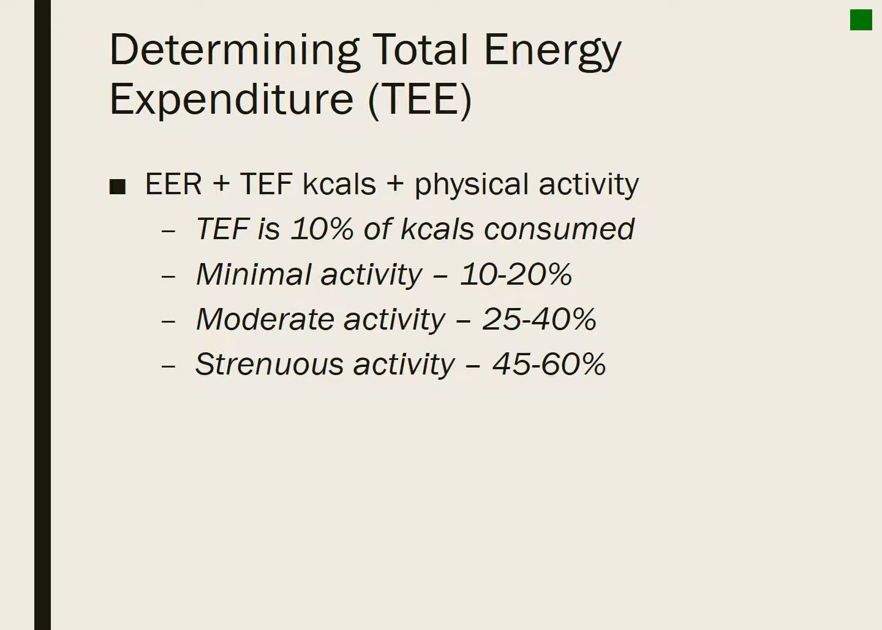Determining total energy expenditure, or TEE, is your estimated energy requirement plus the thermic effect of food calories, plus physical activity. So it encompasses quite a bit. The thermic effect of food is estimated at about 10% of kcals consumed, and physical activity increases REE by the percent as highlighted on the slides. So it can range from a small 10% to quite a bit at 60%. Additionally, macronutrient and fluid needs will be discussed in further weeks to come.